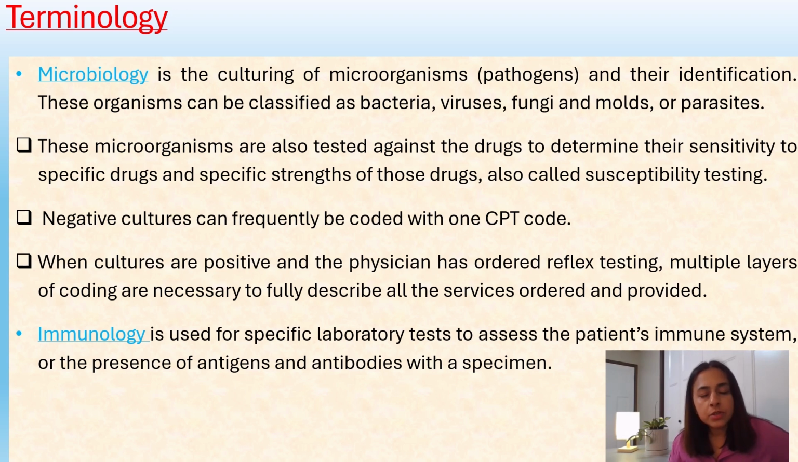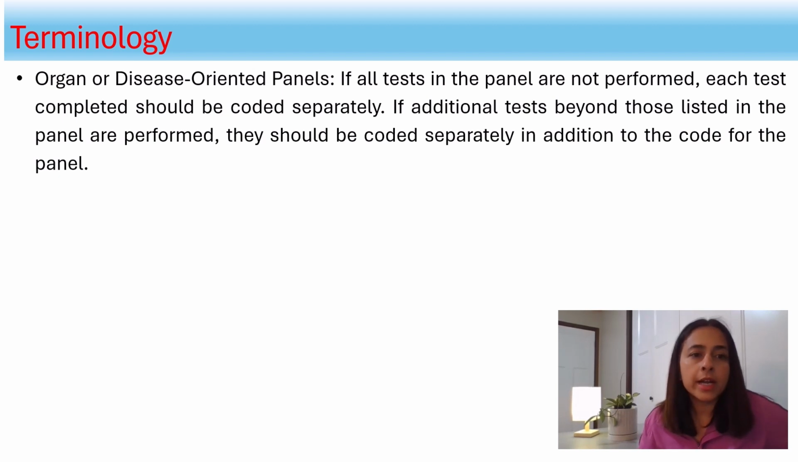Immunology is used for specific laboratory tests to assess the patient's immune system or the presence of antigen and antibody within a specimen. Organ or disease-oriented panel: if all tests in the panel are not performed, each test completed should be coded separately. If additional tests beyond those listed in the panel are performed, they should be coded separately in addition to the code for the panel.